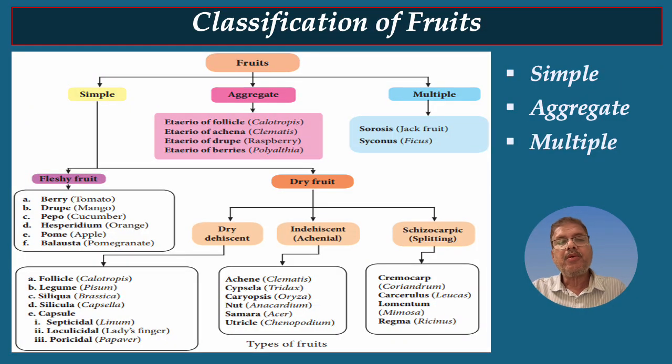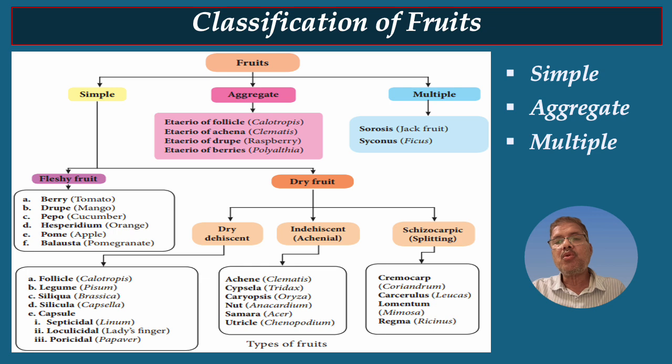Fruits in angiosperms, which develop from the ripened ovary of a flower, are broadly categorized based on their development and characteristics. The three primary classifications are simple, aggregate, and multiple fruits. The simple fruits originate from a single ovary within a single flower. These are further divided into fleshy fruits, where the pericarp becomes soft and succulent at maturity, like berries, drupes, pomes, pepo, and hesperidium, and dry fruits, where the pericarp is dry at maturity.